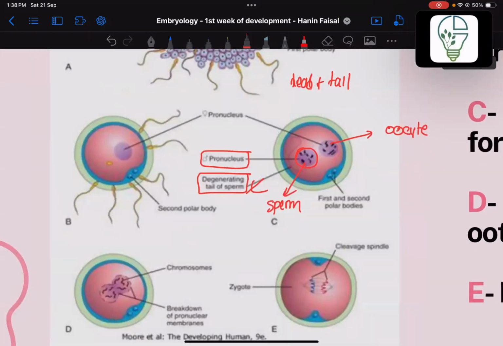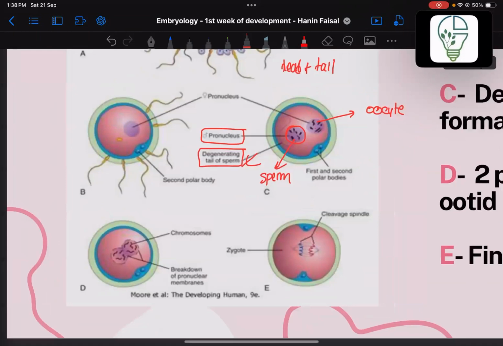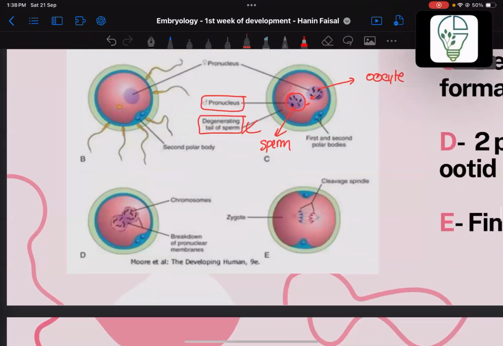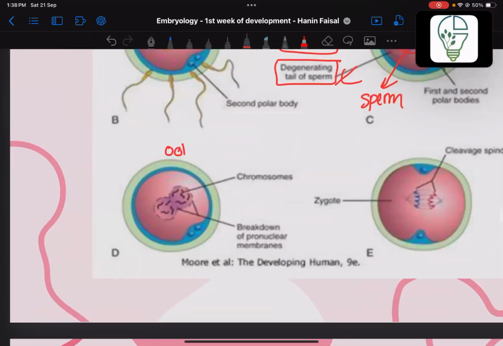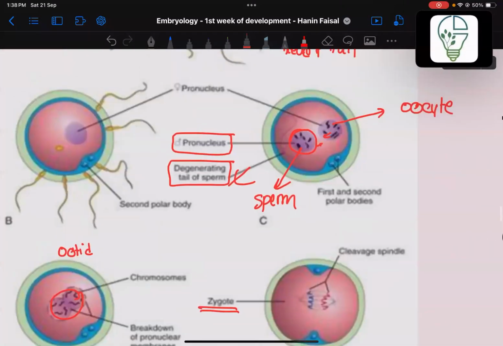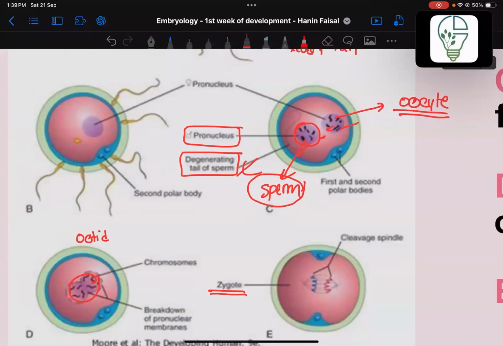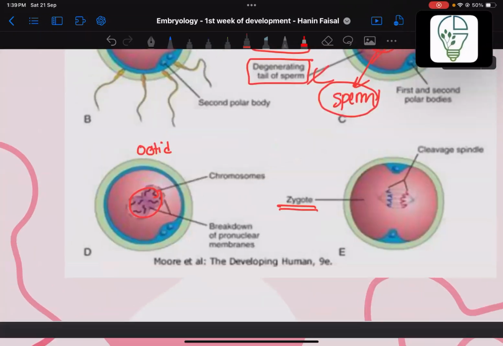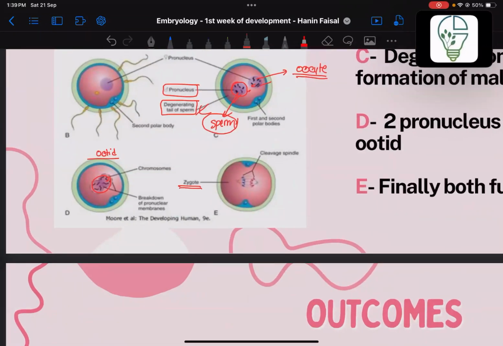What happens is now we have two nuclei. Those two nuclei are going to come closer to each other and form something called the ootid. And then finally, when they completely fuse with each other, we're going to form the zygote. So we had them as two different pronuclei, one which came from the sperm and the other which came from the oocyte, and then they come closer together, forming the ootid, and finally they fuse to form the zygote.